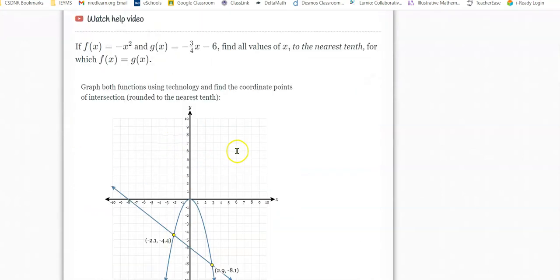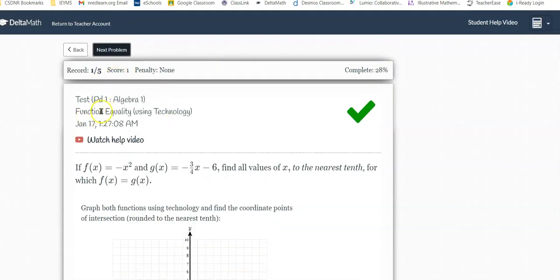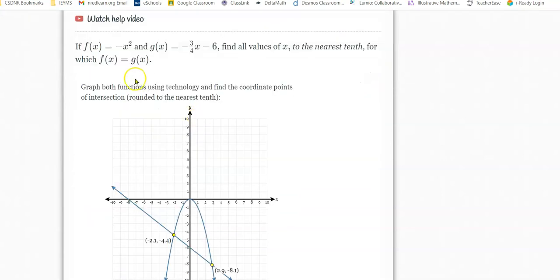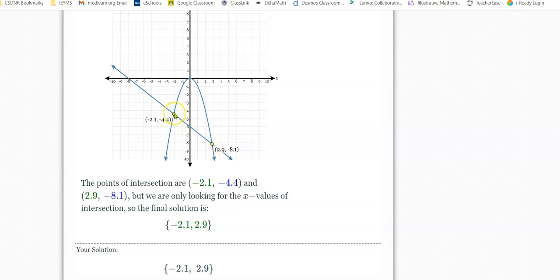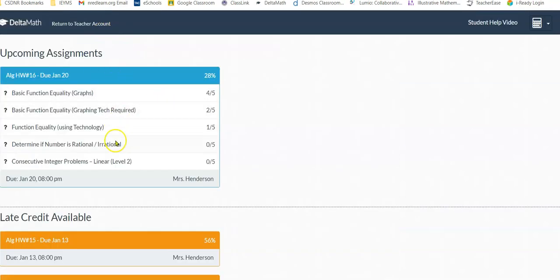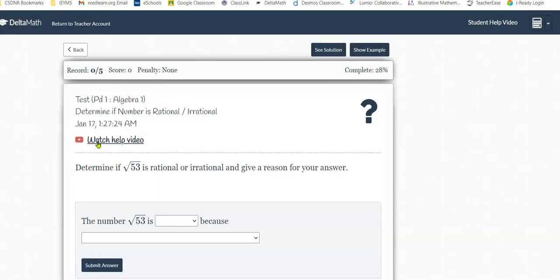All right. So for this one here that says function equality using technology, you might need to type these in if you can clearly see that they are non-integer values. Type those into your calculator. All right, now we've got some old information here.